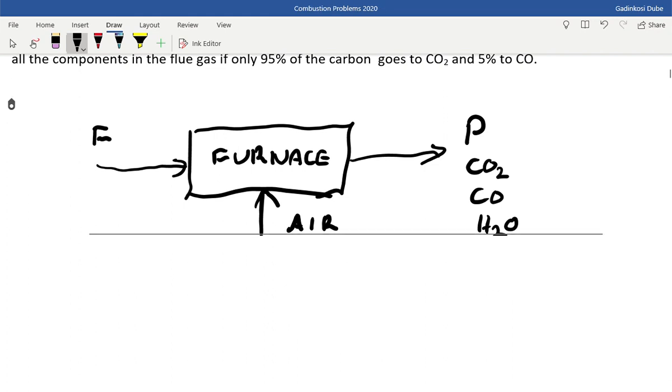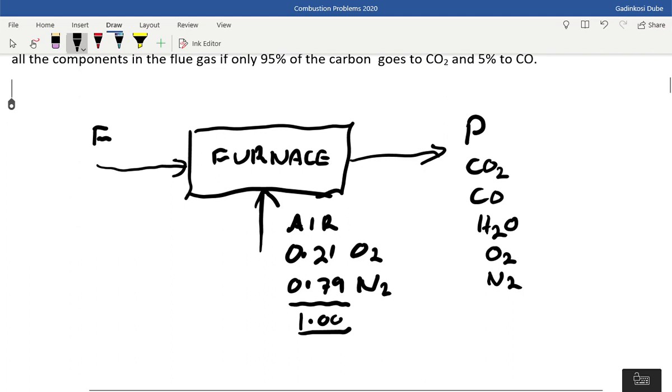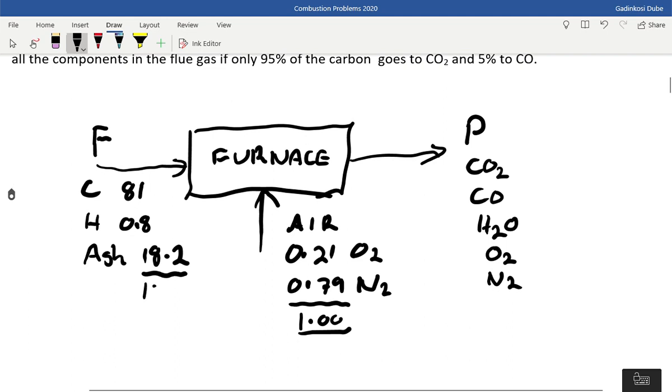Now our fuel is given in the statement. We are told that it's composed of the following. In the fuel we've got C, which is 81%, and then hydrogen, which is 0.8%, and then we also have inert ash, which means it doesn't take part in the reaction. So the balance, 100 minus 81 plus 0.8, will give you 18.2%. So this is 100. This is a mass percentage, since this is a solid fuel, which is coke.